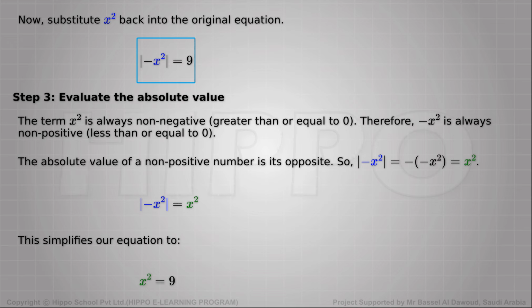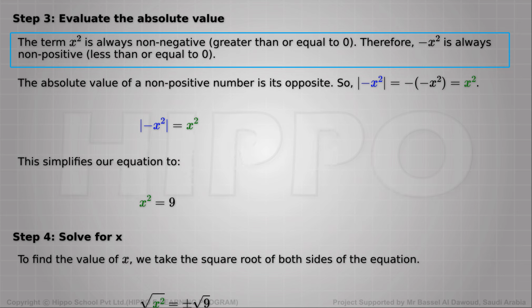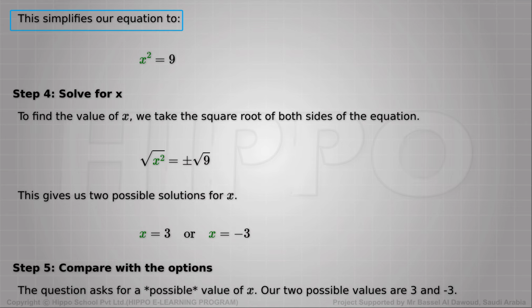Okay, let's handle the absolute value now. First, think about the term inside, which is negative x squared. We know that x squared itself must be a positive number or 0, since squaring any real number gives a non-negative result. That means that negative x squared must be a negative number or 0. Now, what is the absolute value of a negative number? It's just the positive version of that number. So the absolute value of negative x squared is simply x squared.